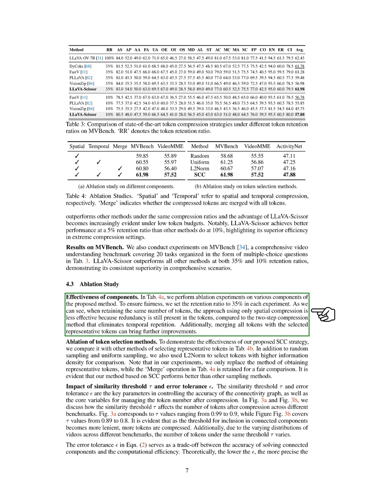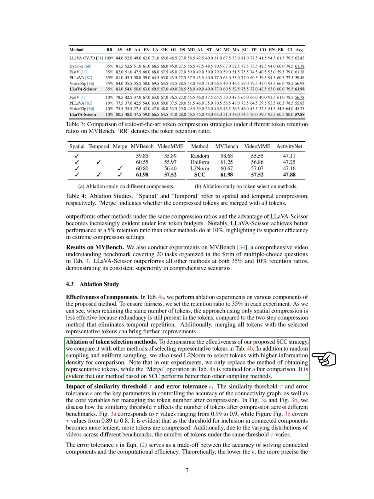In our ablation study, we examine the effectiveness of different components of our method, maintaining a 35% retention ratio for fairness. We find that using only spatial compression is less effective due to redundancy, while our two-step compression method, which removes temporal repetition, yields better results. Additionally, merging tokens with selected representatives enhances performance. We also assess our token selection strategy, SCC, against other methods like random and uniform sampling, as well as L2 norm for higher information density. Our results show that SCC outperforms these alternatives.